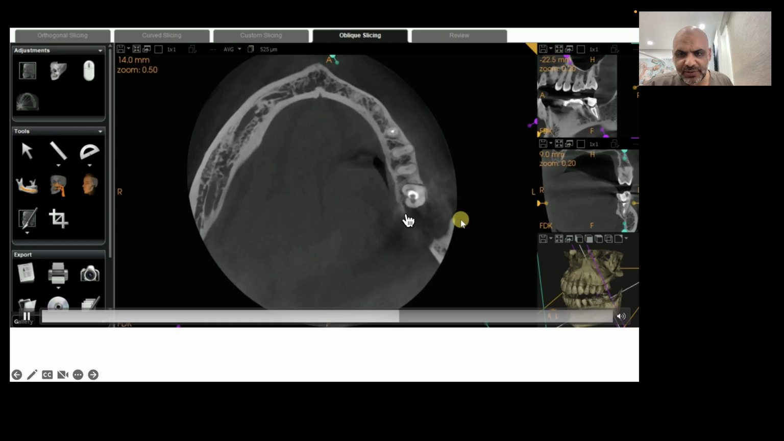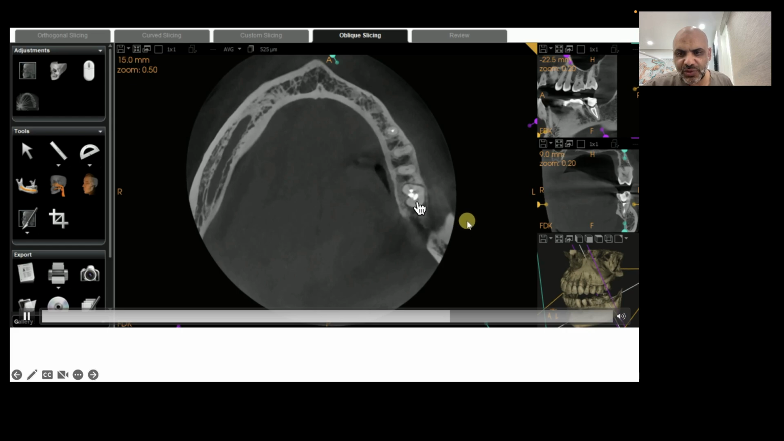Going more down, seeing the gutta-percha, you can see a perforation here. And the missed canal here. So now we could understand why we have pain. We have a perforation with gutta-percha in and the missed canal.